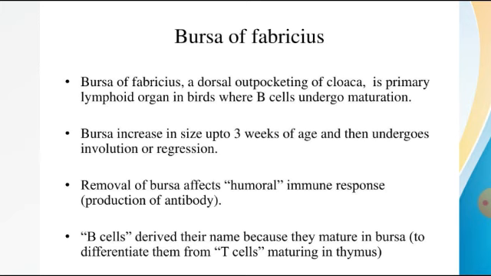When you remove the bursa from birds, it is called bursectomy. And when the bursa is removed, it affects the HMI, that is the humoral immune response. And the B cells derive their name because they mature only in the bursa.